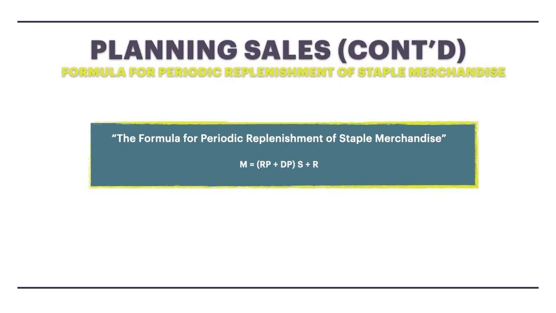The formula for periodic replenishment of staple merchandise. This method states that staple merchandise should be replenished based on the amount of units sold during a typical selling period, the time lapse between the arrival of orders, and a safety or reserve stock.